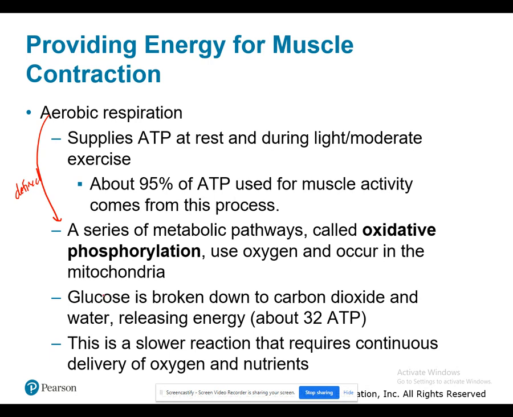What happens is glucose that we take in, but you can also use proteins or fats, is broken down to create carbon dioxide and water, also ATP. It makes actually about 32 ATP. It's one of those processes that requires a lot of oxygen, and it gives you a lot of ATP as output. The drawback of this, though, is that it's a very slow reaction, and it requires continuous oxygen and continuous supply of nutrients. And if it lacks any one of those, we can't use this pathway.